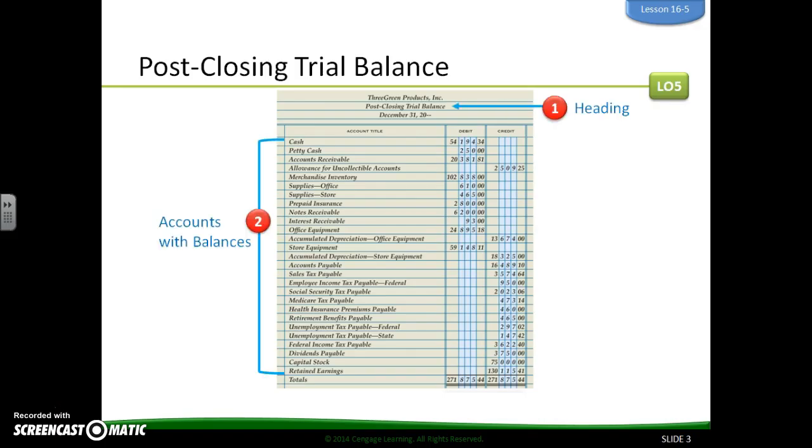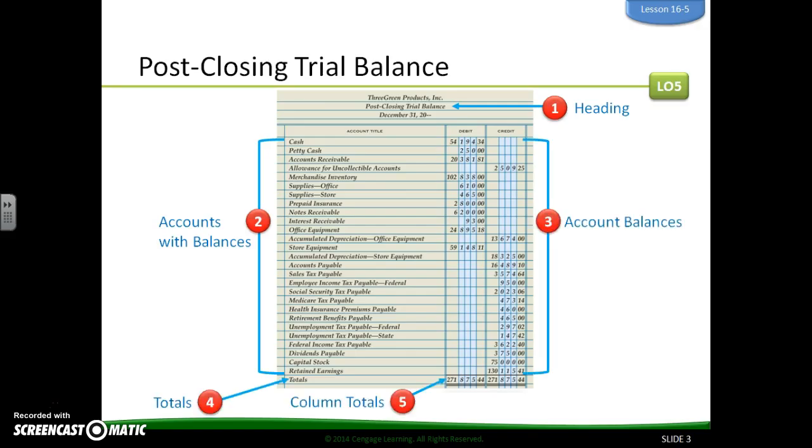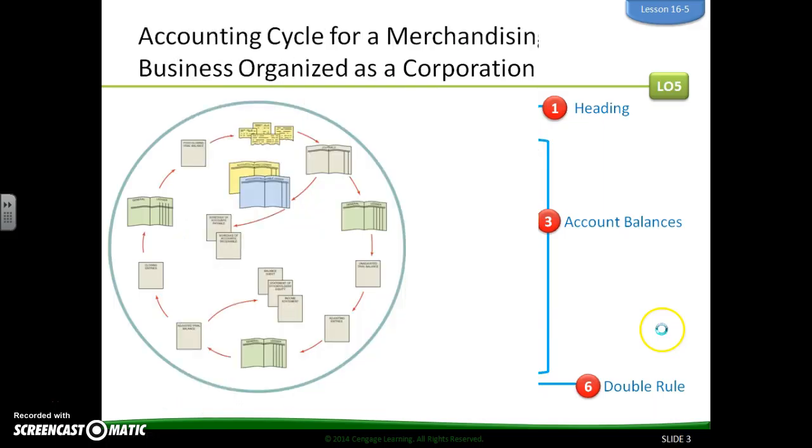So again, we have the post-closing trial balance heading, and all of our accounts with balances are listed with their account balances. We total everything up, and remember that we double rule here to prove that our debits equal our credits.